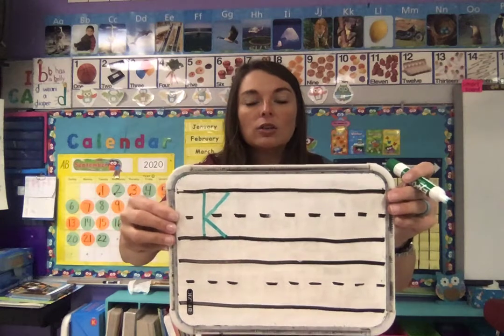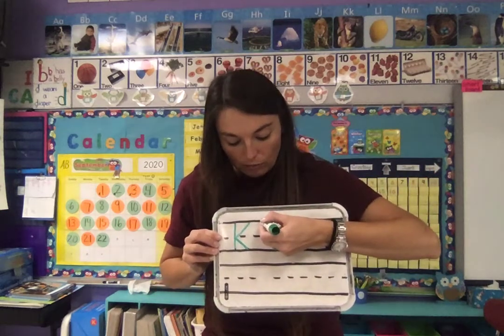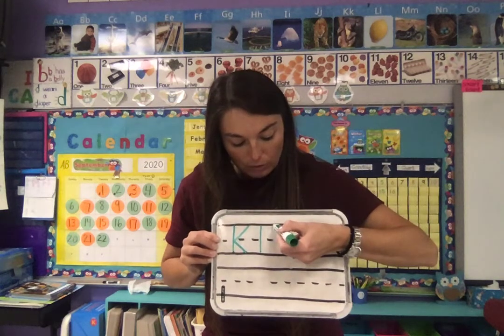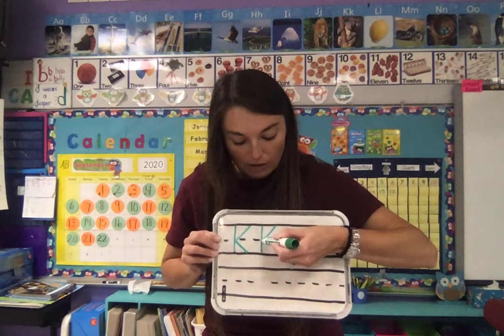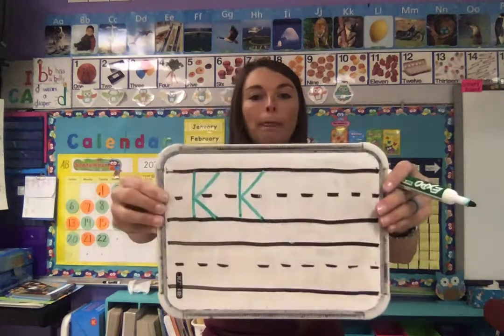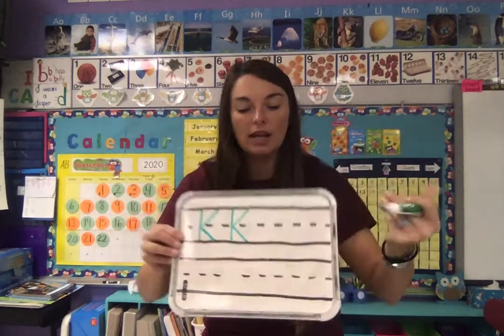Okay? So that is the uppercase K. We're starting at the top. We're going from top to bottom. Go back to the top a little bit away from it. Make a slanted line in toward the middle of that line. And then from the middle of that line, we're going to go down and out to the bottom. So there's uppercase K. Lowercase K, we start it the same way.